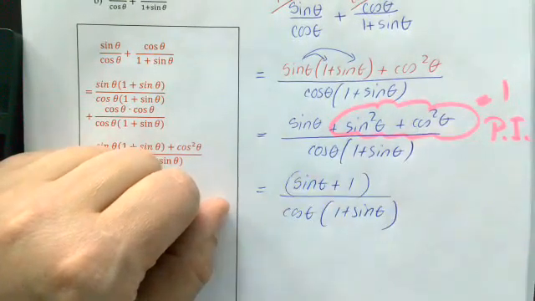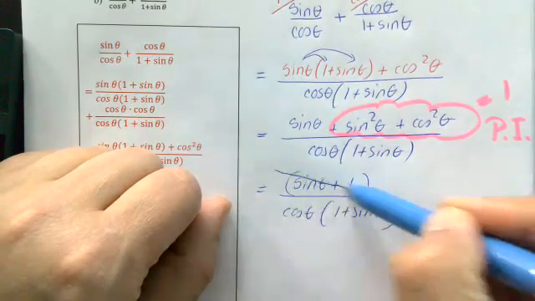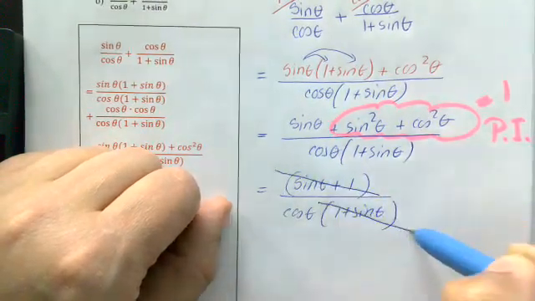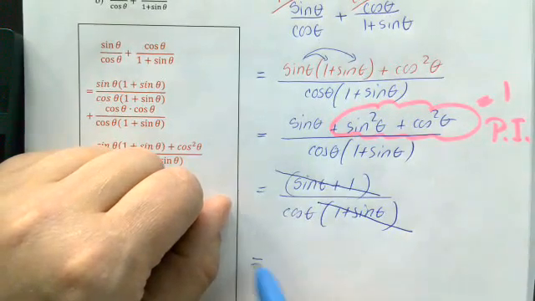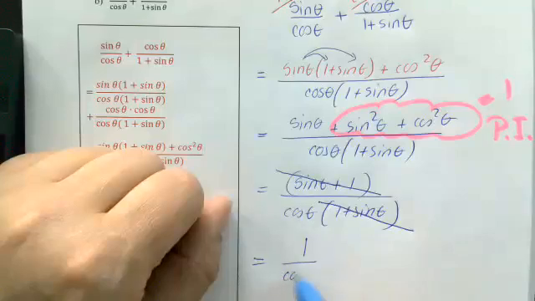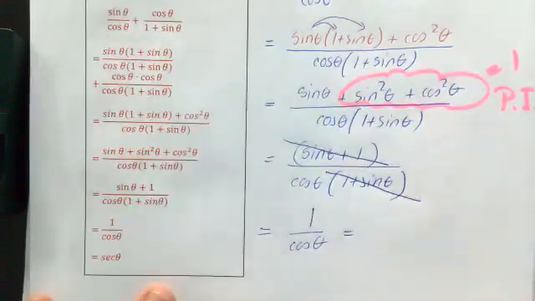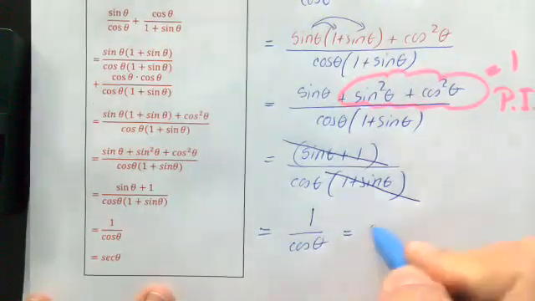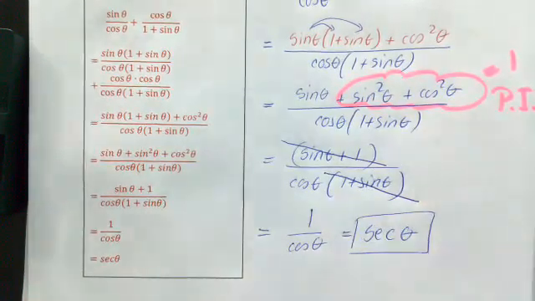Now 1 plus sine of theta or sine of theta plus 1 is the same thing, right? Addition is commutative. So the whole bracket cancels with the whole bracket over there. And we get 1 over cos of theta, which is secant of theta. Simplified.